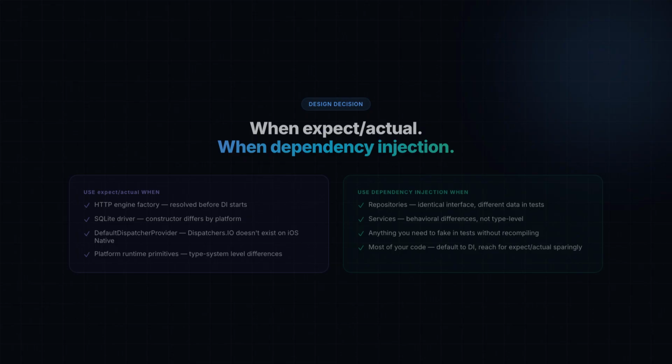A fair question is, why not inject the engine as an interface? You could, and in many cases, dependency injection is preferable to expect/actual, because DI lets you swap implementations in tests without compiler-level constraints. This project uses expect/actual only where DI does not fit. HTTP engine factories need to be resolved at client construction time, before the DI container is initialized.